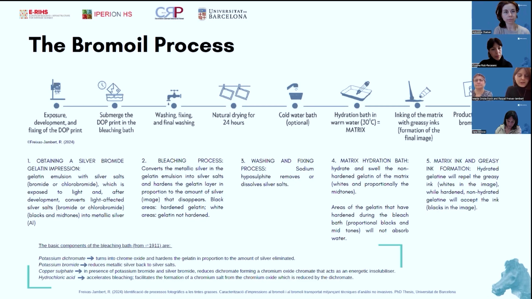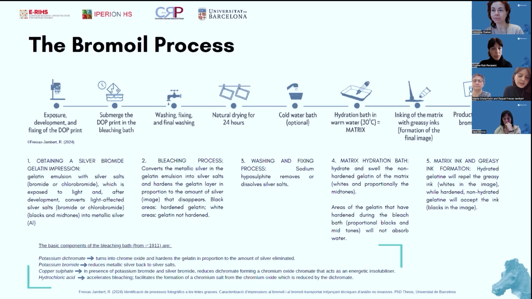The well-bleached and washed paper is placed in a hot water hydration bath to convert the gelatin paper into a matrix. The hot water hydrates and swells the unhardened gelatin, so the whites, and proportionally the middle tones. On the other hand, the areas of gelatin that are hardened during the bleach bath, blacks and middle tones proportionally, do not absorb water. So the result is a gelatin matrix, which is inked with engraving or lithographic inks in order to reproduce the image that was originally on the silver bromide copy, but this time with greasy ink.